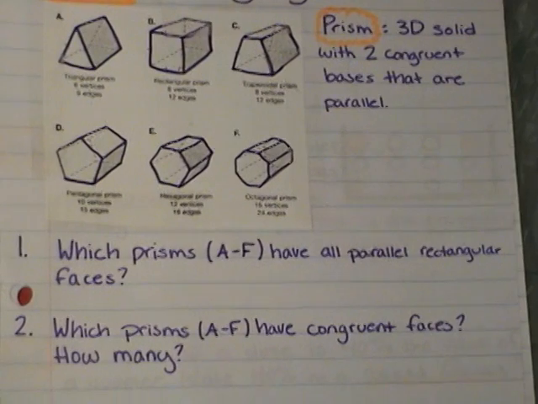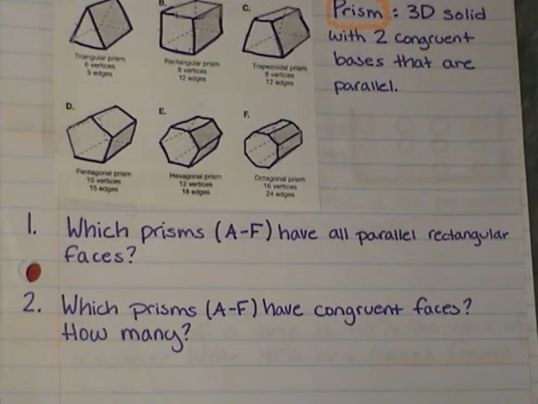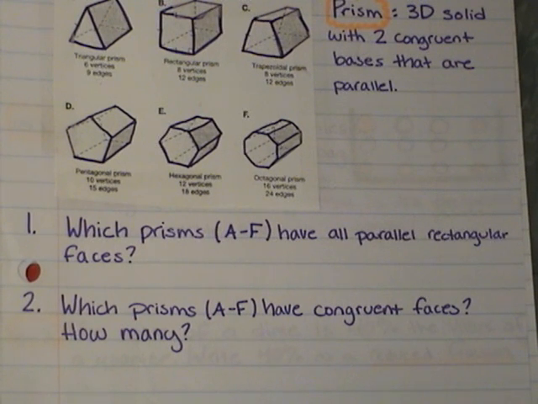So, number 1, which prism, A through F, our prisms are labeled by letter, have all parallel rectangular faces. So we looked at our base, which is the bottom, which is the shape that we're looking at, but we want to know which have all parallel rectangular faces. So go ahead, take a guess. What do you think? Not their base, but has all rectangular, parallel faces. All their faces are parallel. A lot of them have rectangular faces, but they're not all parallel.